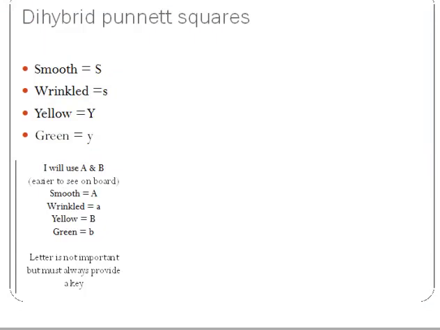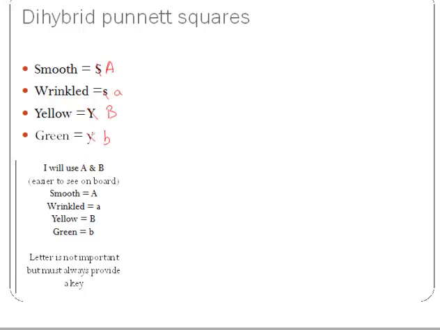And again, we can walk through this using Punnett squares, and your book uses capital S, lowercase s for smooth and wrinkled, capital Y and lowercase y for yellow and green. It's really hard to tell those apart when I'm writing them because the s's kind of look the same and so do the y's. So in my example, I'm going to use just A and B. So smooth is going to be capital A, wrinkled is little a. Yellow is going to be capital B, green, lowercase b.